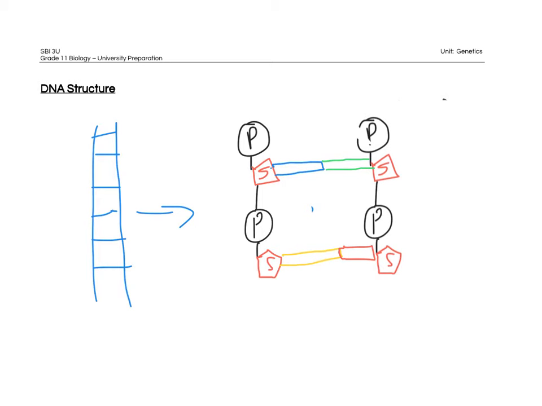We're going to look at the specifics of this in a second. So for right now, what I want you to understand is that the sides of the ladder are made up of alternating phosphates and sugars. Those are the sides of the ladder. And that the steps in the ladder are made up of a molecule called a nitrogenous base. And there are 4 different types of them.